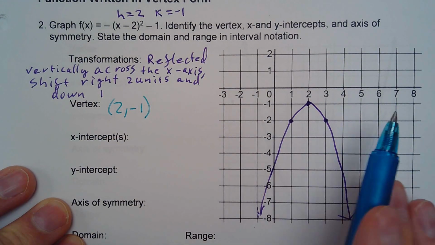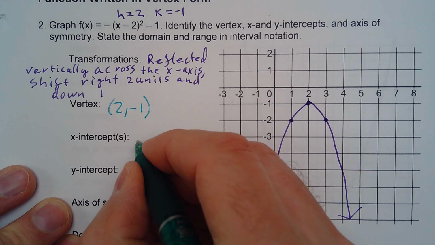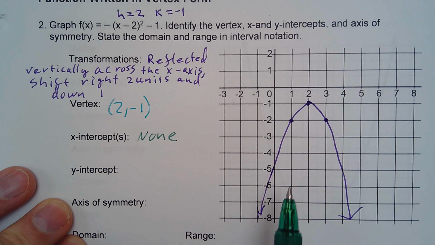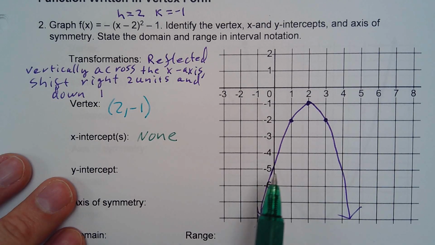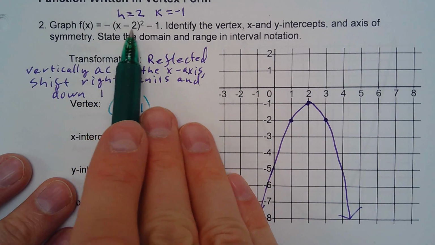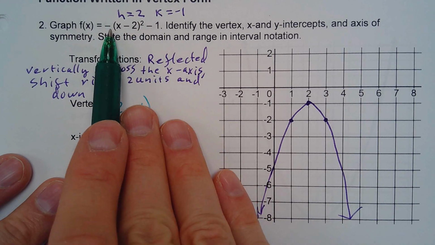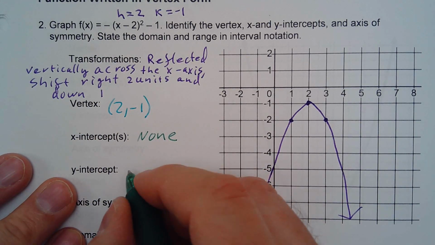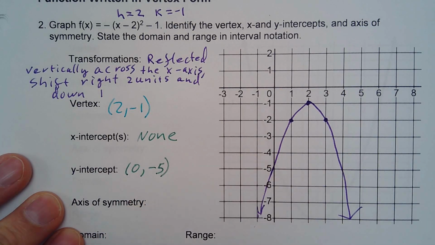Notice that it does not intersect the x-axis. So in terms of my x-intercepts, there's none. Looks like we have a y-intercept of about negative 5. Let's verify that. If x equals 0, this is negative 2 squared, which is 4. The opposite of 4 is negative 4. Minus 1 is negative 5. So that does turn out to be the y-intercept.